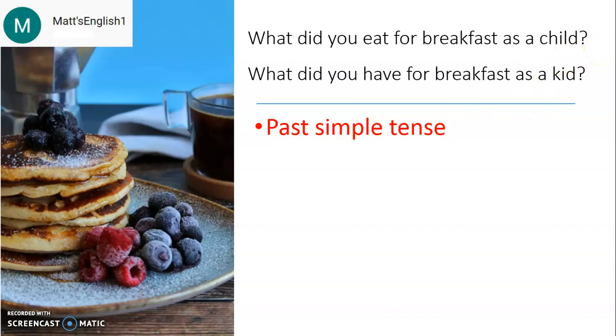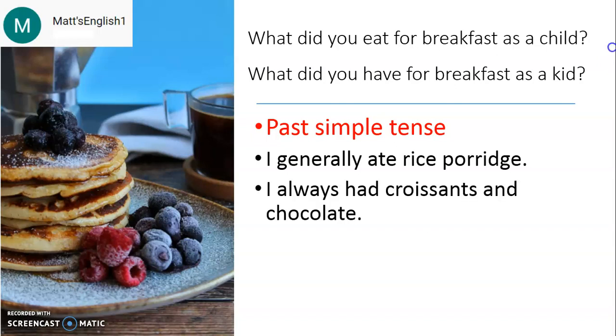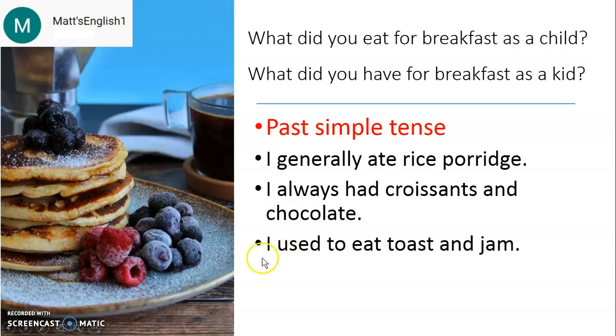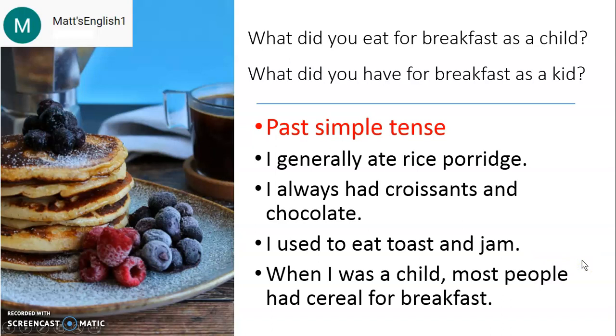I would answer something like this. I generally ate rice porridge. I always had croissants and chocolate. I used to eat toast and jam. So note we can use this, I used to eat. And if you want to make a more complex sentence, you can say, when I was a child, most people had cereal for breakfast.